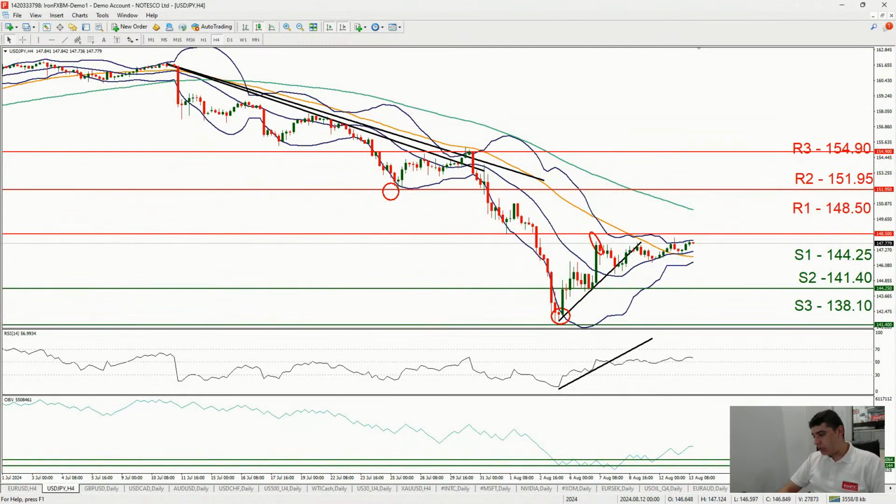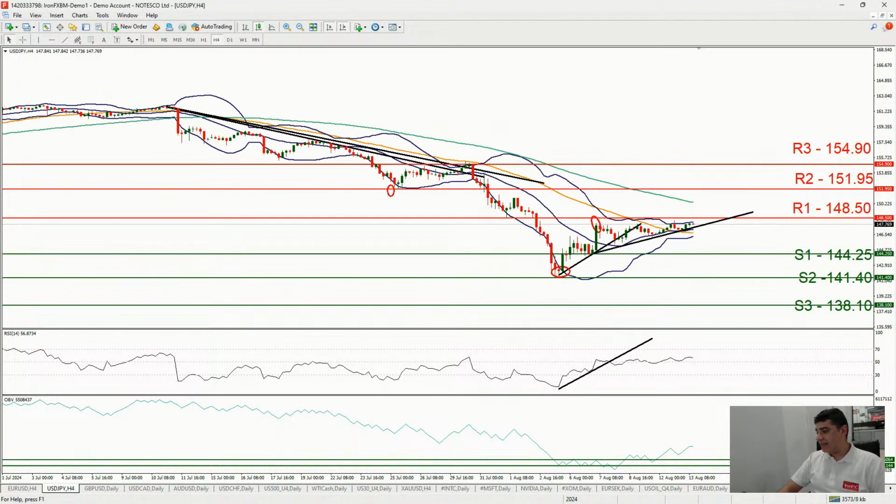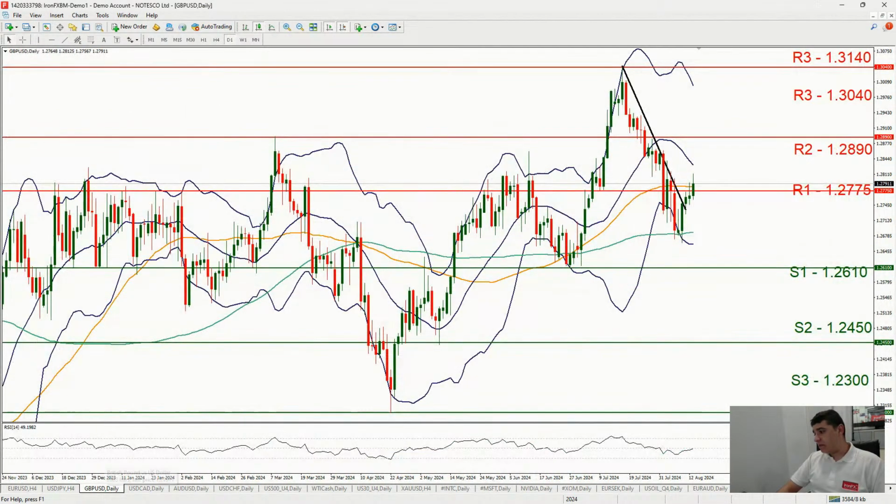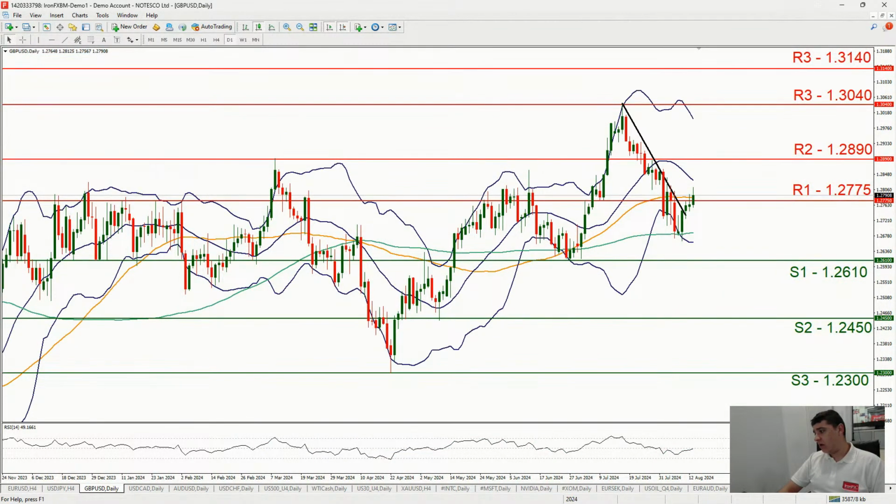USD JPY, despite the RSI indicator remaining still at 56, on balance volume has broken a prior high, which does imply a relatively bullish market sentiment. We could draw another upwards moving trend line as well. So we are maintaining a relatively bullish outlook for the USD against the JPY as long as it manages to break above R1 at 148.50.